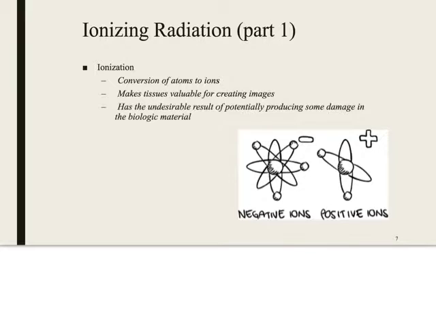So let's talk about what ionizing radiation is real quick. It's anything that can convert atoms into ions, so it can ionize material. In our context here, we're going to be using different forms of ionizing radiation to create images, and yet it has the undesirable effect of causing some biological damage.